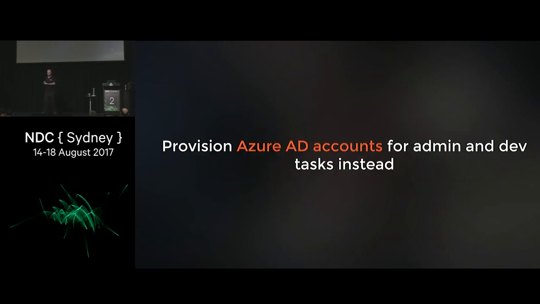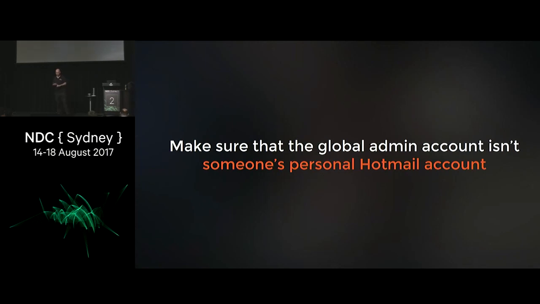Provision Azure AD accounts for admin and dev tasks instead, and basically, if you've got a root account that's a Hotmail account, switch it so that that account is only used for that. It's not signed up for anything else. And then the password for that's sitting in a safe. And you only pull that out as a break glass resource. Make sure that the global admin account isn't someone's personal account.